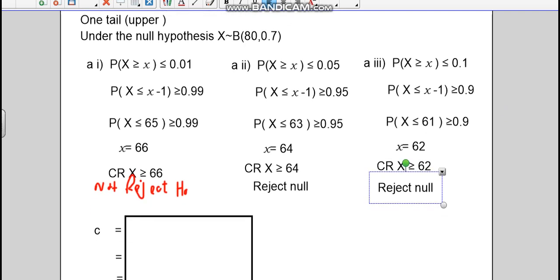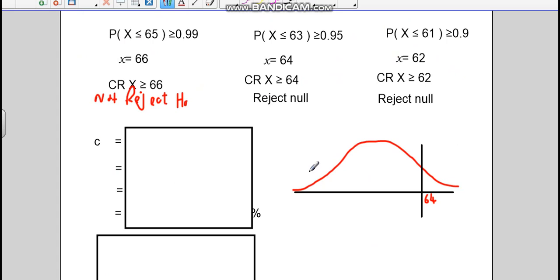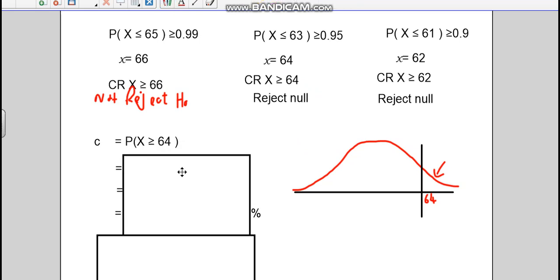I could do with a picture. So I know I'm going to reject at 64. That's the first number I'm going to reject. I want to work out what this percentage could be. It could be 5%, but is 5% the smallest it could be? So we're going to start by looking at the probability that X is actually greater than or equal to 64.